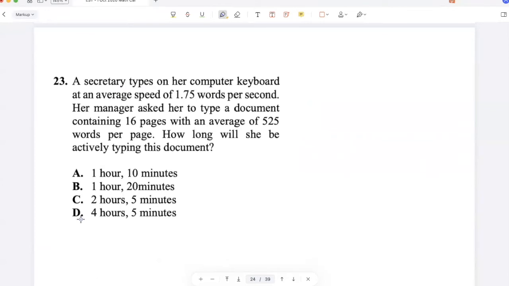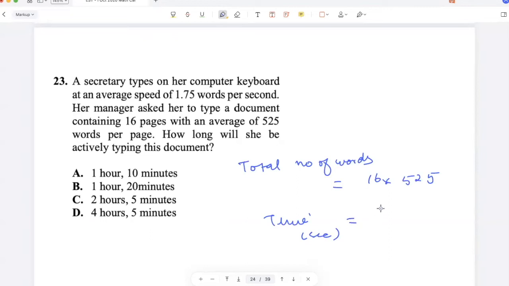A secretary types on her computer keyboard at an average speed of 1.75 words per second. Her manager asked her to type a document containing 16 pages with an average of 525 words per page. How long will she be actively typing? Okay, so total number of words that she has to type is 16 times 525. And so the time in seconds would be 16 times 525 divided by 1.75.